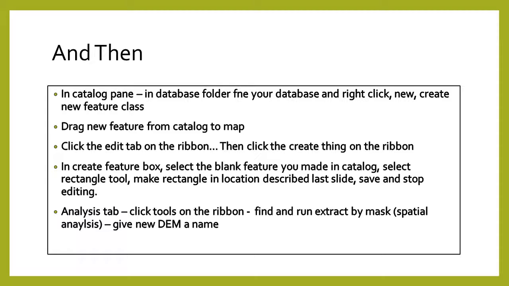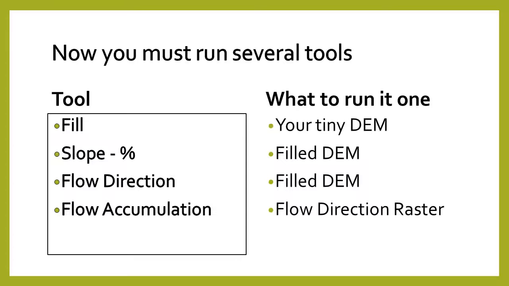And you're going to run that tool, which will then extract just a tiny bit of your DEM, the size of your polygon you just made. But you need to give it a new name. I called mine Tiny. So once you've made this new tiny DEM, there's a handful of tools that you're going to need for the other two layers. And here's what you're going to do. On the left is the tool, on the right is what you're going to run it on.